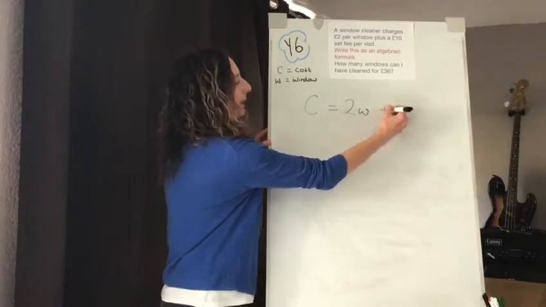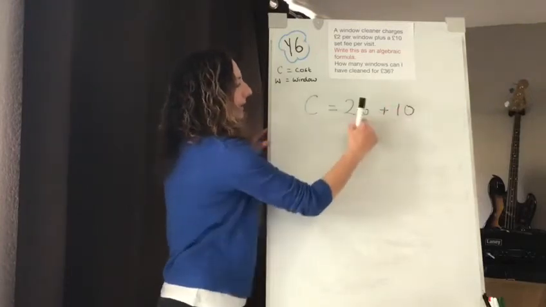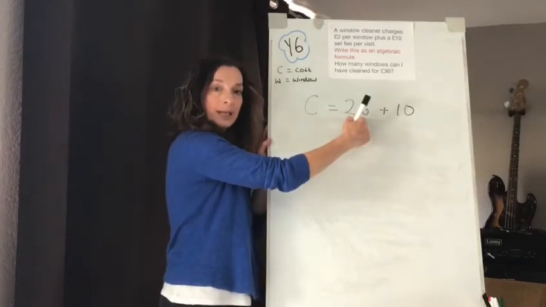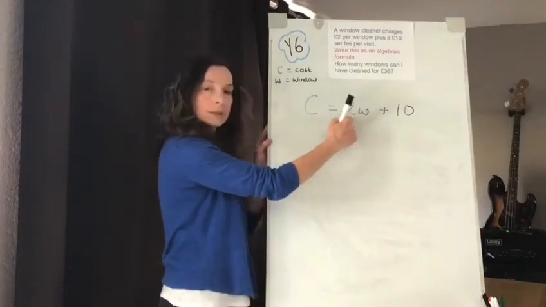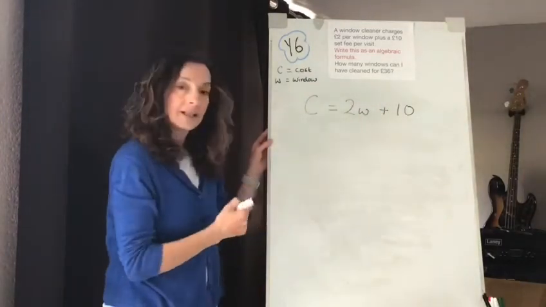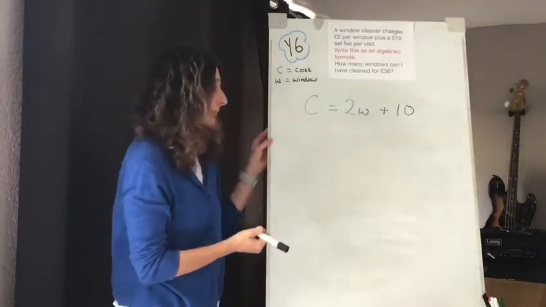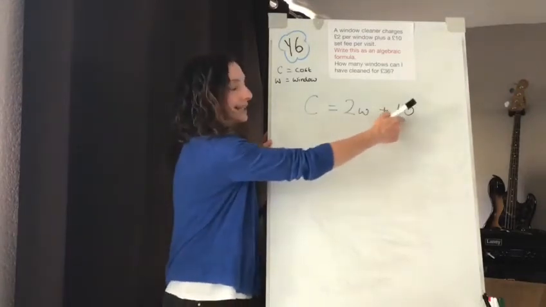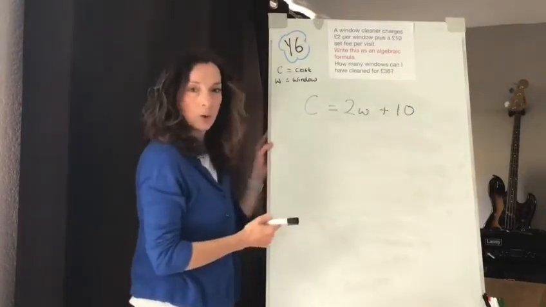2W plus 10. Now W represents the number of windows, because however many windows you have, we would multiply it by 2 and then add the £10 at the end. So if I had 3 windows, I would need to do 3 times 2, which is 6, add the £10, and the total cost would be £16.